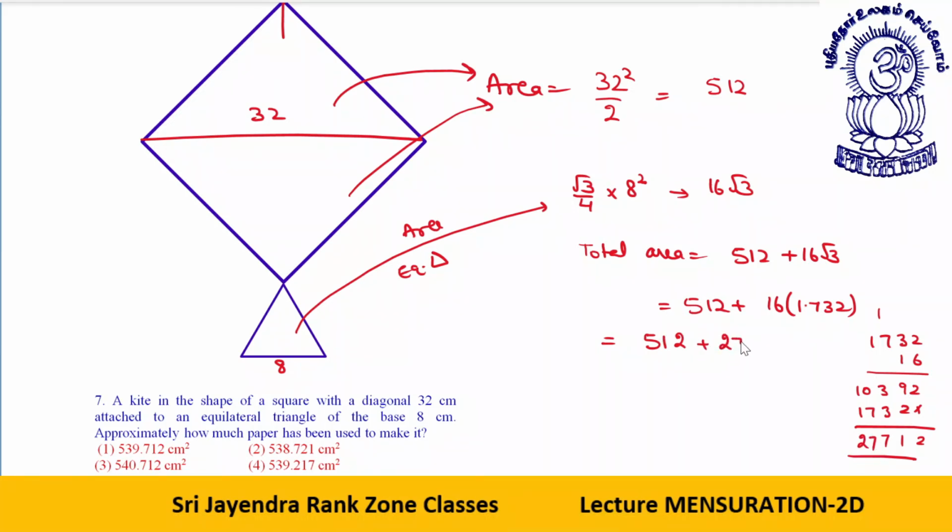512 plus 27.712, that will give you 5, 12 and 27, 39.712. This is the precise answer. Do we have any such option? Option number 1 is your answer. Does it make sense? Okay, dear students, you can have a look over it before I proceed to the next one.